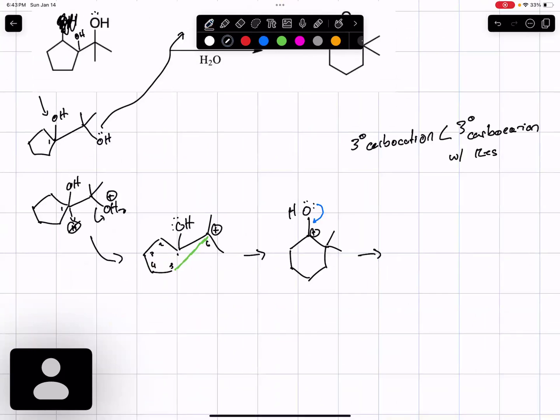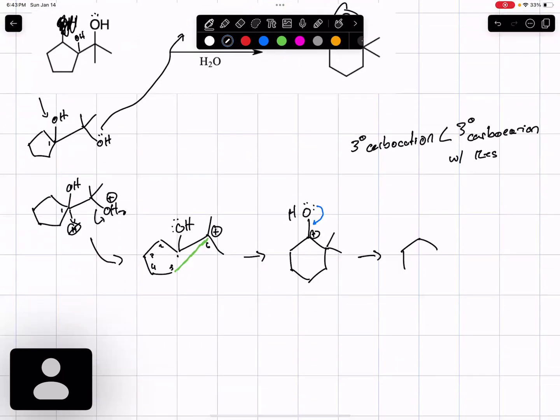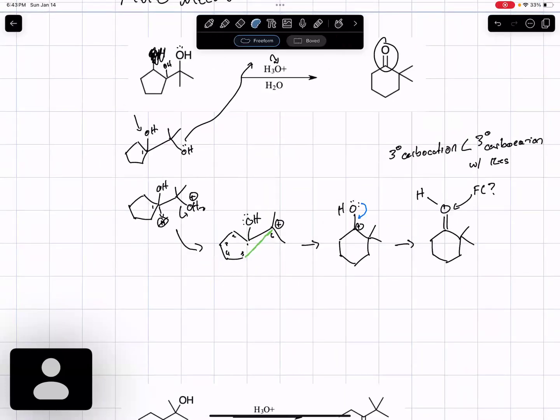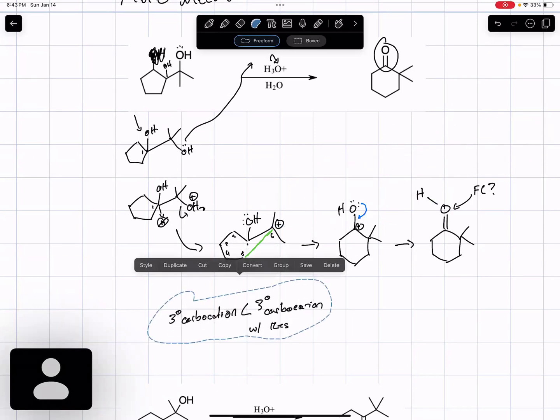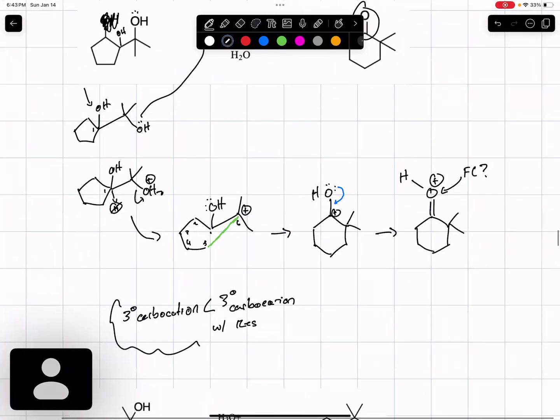Once that happens, you form a carbonyl similar to in your product. You have those 2 methyl groups, but now you have this carbonyl with a hydrogen. What's the formal charge on this oxygen? Plus 1, right? And what would we do here? I'm just going to create a little thought bubble here.